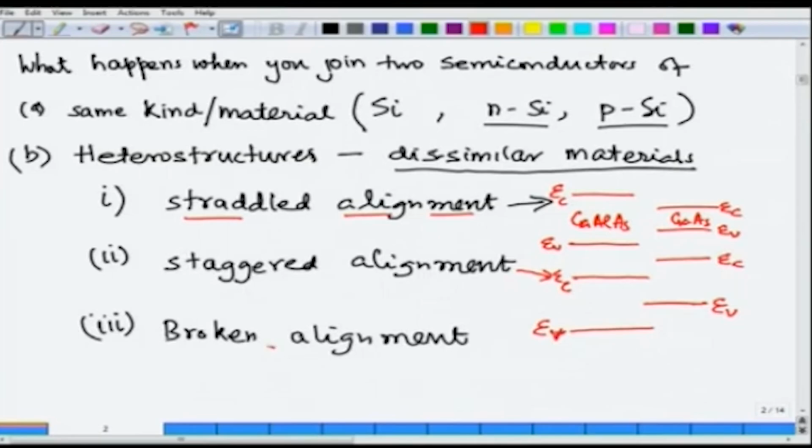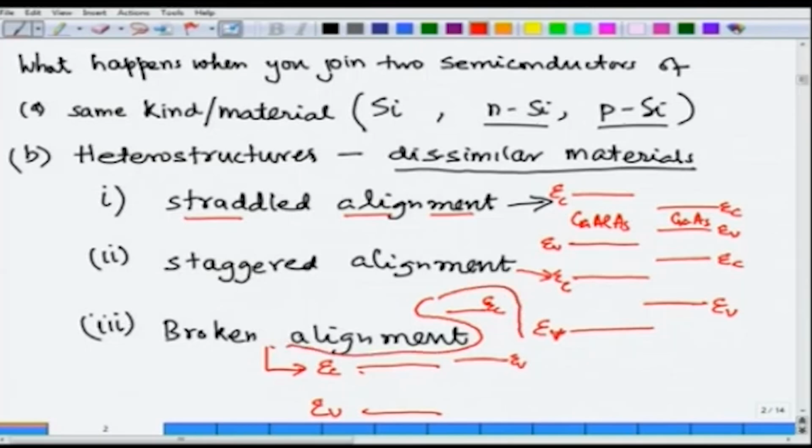The third case is broken alignment, meaning that if one EC and EV are like this, then the other one is completely off, something like this. Here EC and EV are off completely from EC and EV of the other material. So these are the three different cases in heterostructures.